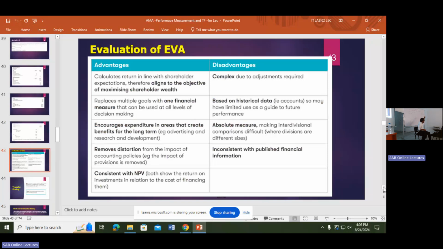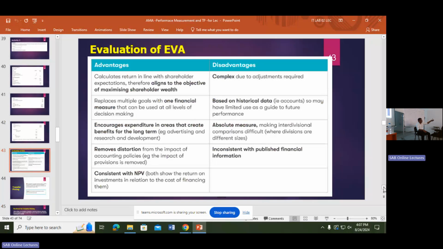Right? And R&D as well, right? In that situation, this is more in line with the cash flow based evaluation. Cash flow based evaluation can be a shareholder value calculation. You go ahead with the present value of the future cash flows. Then it replaces the multiple goals with one financial measure and encourages expenditure that creates benefits in the long run. Yeah, adding back advertising, R&D, right? So managers are not reluctant to spend for that.